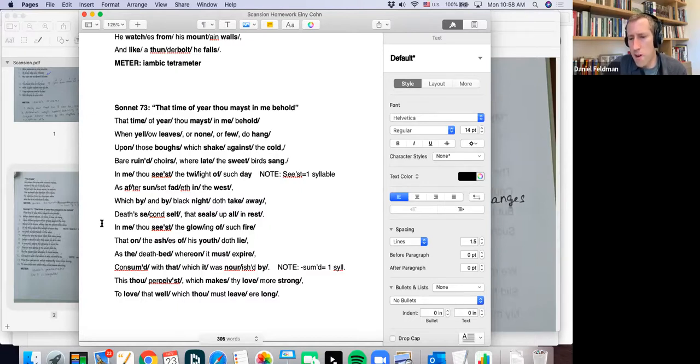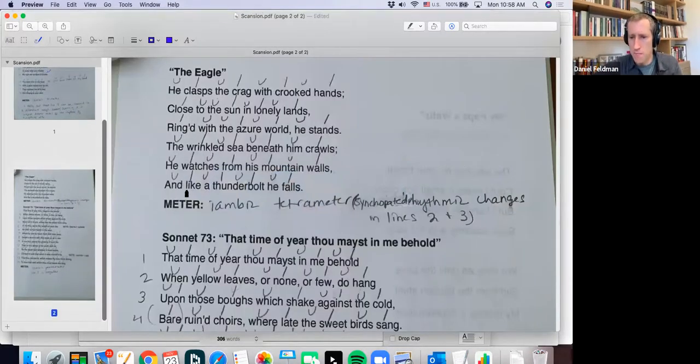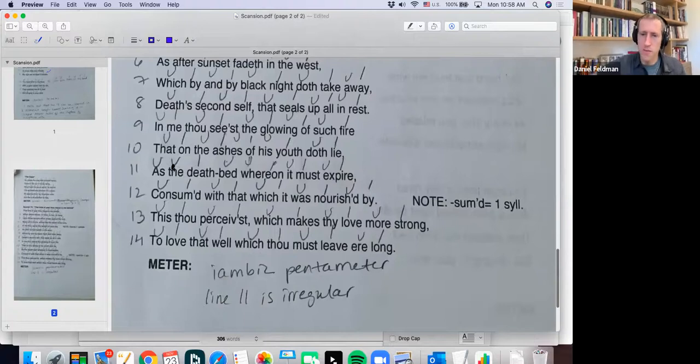There is a variant which has a moment of shuddering. Let me see if the other student did it. As the deathbed. Yep, so here is correct. As the deathbed. It changes up the meter in that line 11, because there's a moment of the pall, the shadow that is gathering over this poem: as the deathbed, whereon it must expire. That changes the meter, because it also changes the mood. Consumed with that which it was nourished by. This thou perceivest, which makes thy love more strong, to love that well which thou must leave ere long.